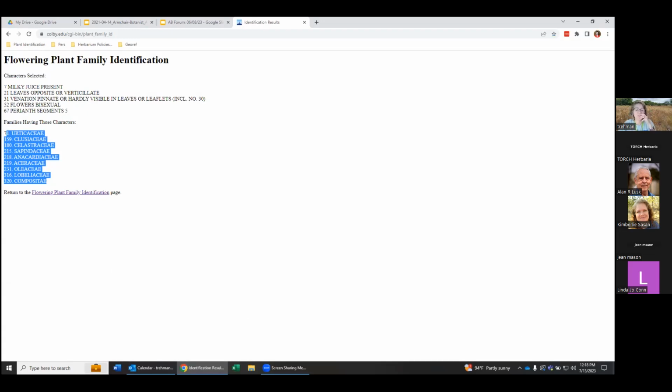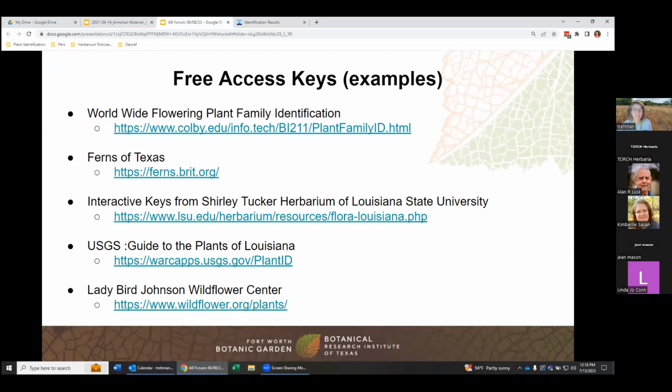And one of the things we'll do when we put this recording up is we'll make sure we add these URLs in here. As y'all can see, I have a new computer, so I'm slowly putting some new bookmarks in, but this is one of the web pages that I have bookmarked in my plant identification tab. All right. So that's one example of an access key, a free access key or a multi-entry key.